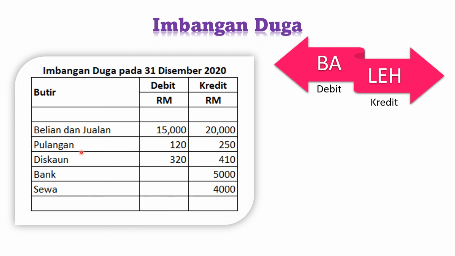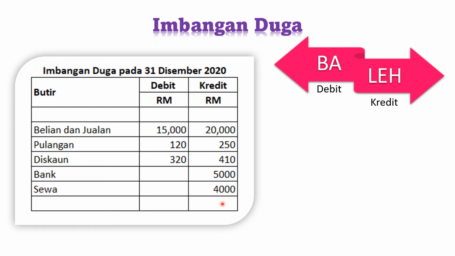Okay, now how do you know which one's pulangan belian, which one's pulangan jualan? Or how do you know which one is discount diterima and discount diberi? They never tell anything. They just give pulangan and they just give discount sahaja. Okay, so this is where we can refer back to balai. Debit is on the debit side. Kredit is on the credit side. So you can use this to see which is which.